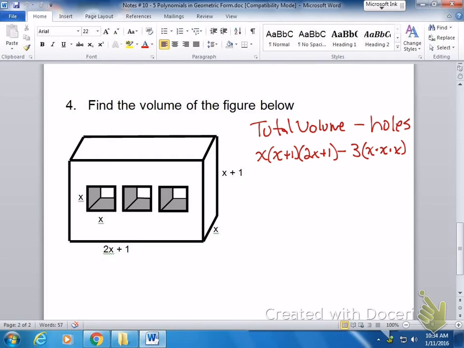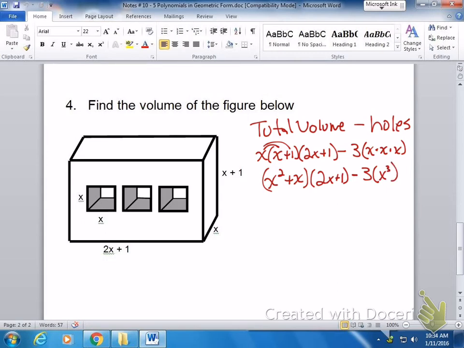Now let's just fix this. First I'm going to distribute the x. X times x is x squared. X times 1 is x. I'm going to have to multiply that by 2x plus 1. Now I have minus 3 times x times x times x, which is x cubed.